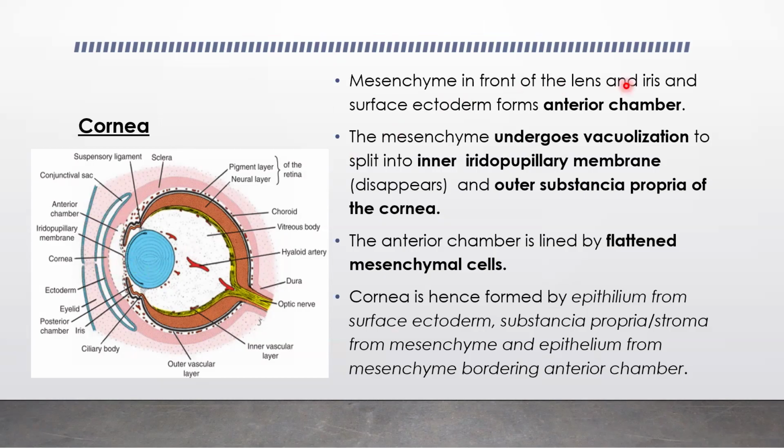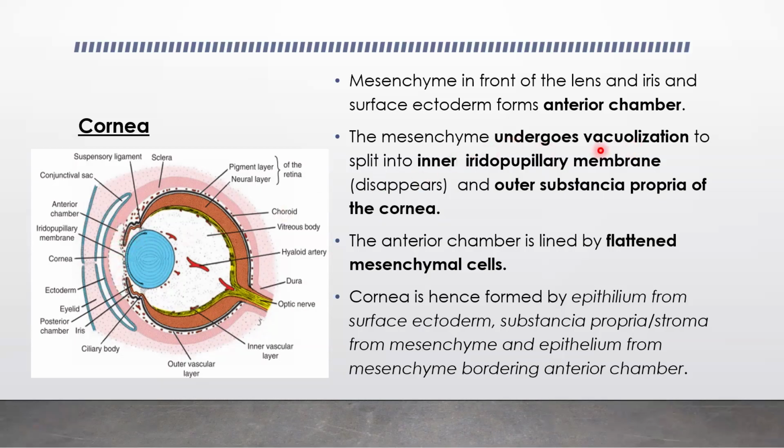So remember, there is some mesenchyme that is in between the developing iris, the lens, and also the surface ectoderm. So we have this mesenchyme here, in between the lens and the iris, and also the surface ectoderm. So the mesenchyme in front of the lens and the iris and the surface ectoderm forms the anterior chamber. So this is the anterior chamber here. As you can appreciate, this is the anterior chamber.